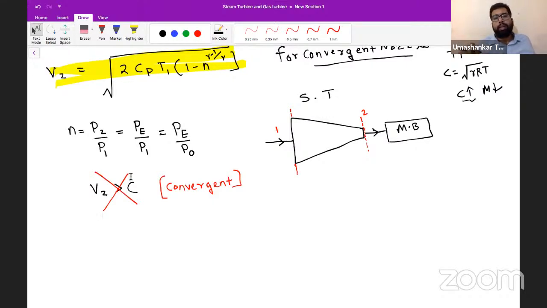So V2 greater than C is not possible in the convergent nozzle. Till this point, we have seen in the previous lecture. Now, listen to me. Velocity is related with pressure, we all know that. So tell me, what is the maximum velocity you can achieve while using a convergent nozzle?